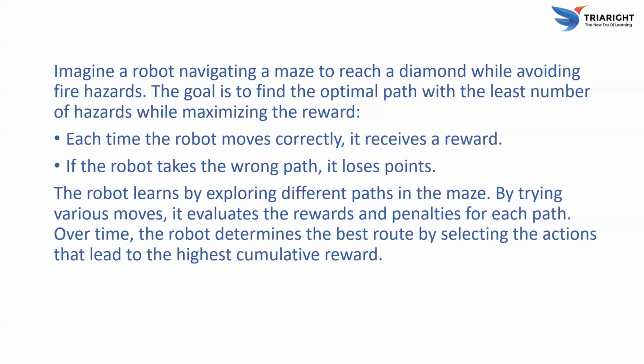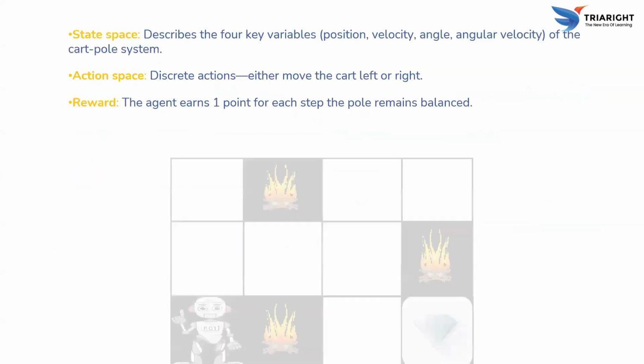So each time the robot moves correctly, it receives a reward. If the robot takes any wrong path, it loses points. So the reward system, states and actions depend on this. Okay, the robot learns by exploring the different paths in the maze, trying various moves. It evaluates the rewards and the penalties for each path. Over time, the robot determines the best route by selecting actions that lead to the highest cumulative rewards.